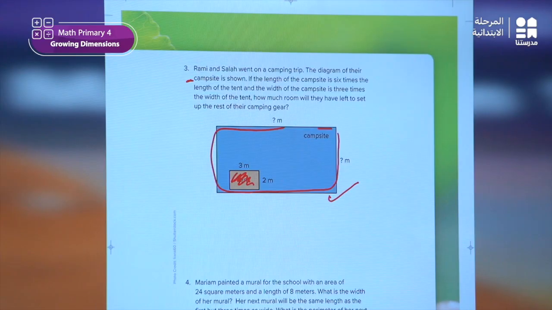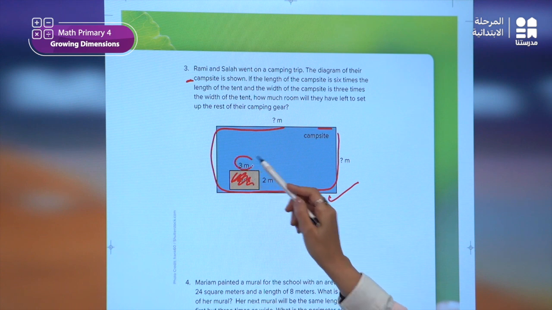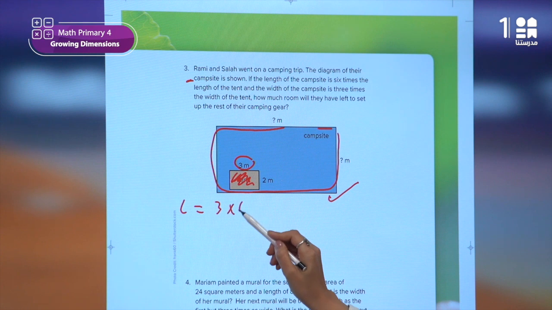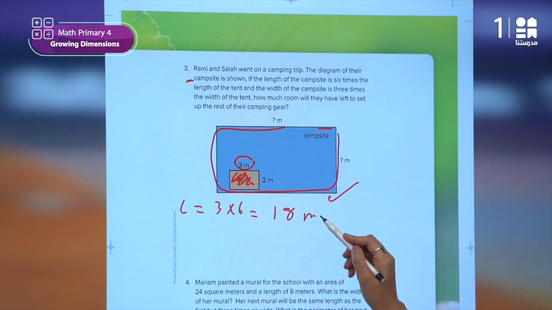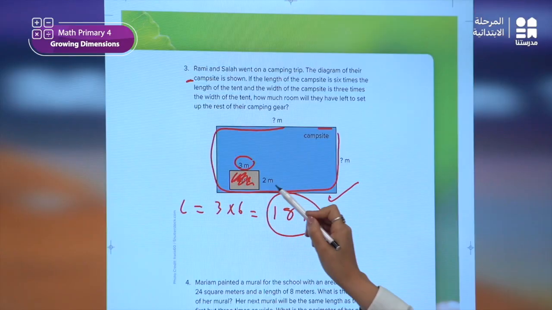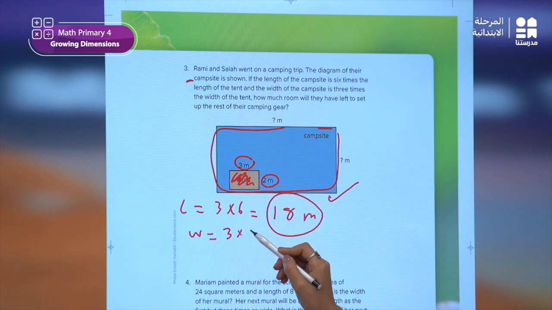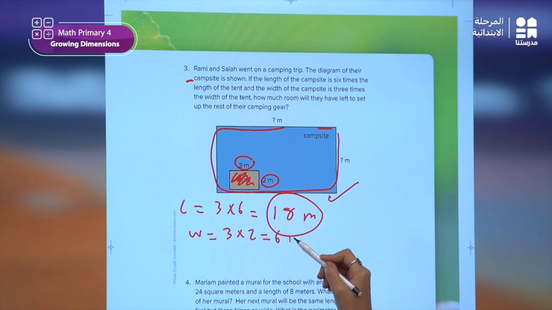طيب اللينث of the campsite is what؟ 6 times the length of the tent. هو اللينث بتاع التنت كام أصلاً؟ اللينث بتاع التنت 3. يبقى هعمل 3 times 6. هي 3 times 6 equals what؟ 18 meters. هو ده اللينث بتاعي. طيب تعالوا نشوف الويدث. برضو هعمل 3 times الويدث بتاع التنت. يبقى الويدث بتاعي 3 times 2 equals 6 meters وهو ده الويدث بتاعي.